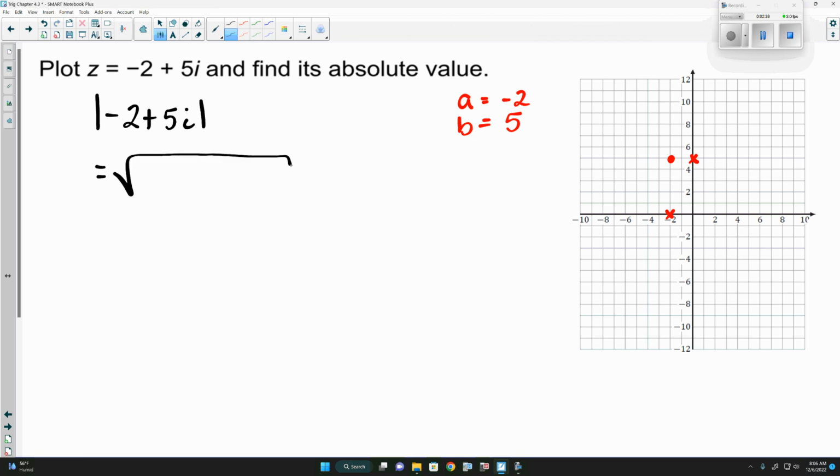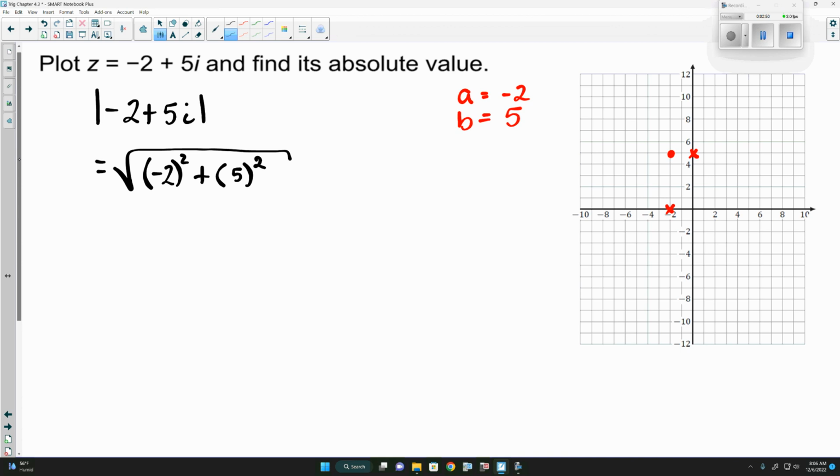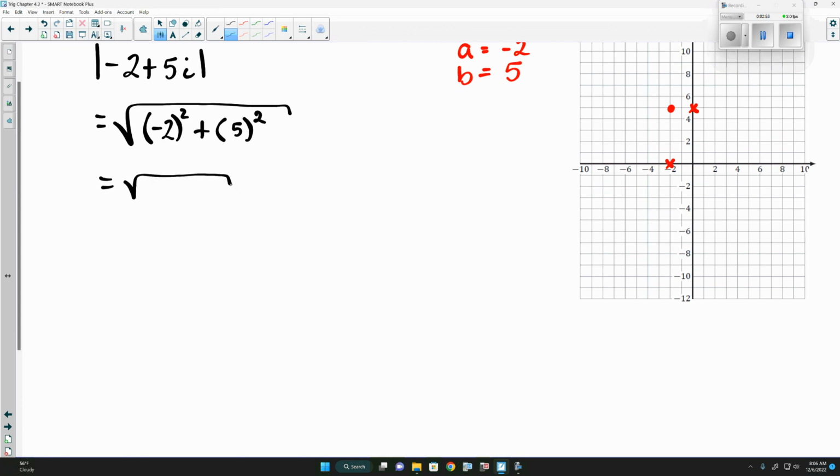Now, if we want to take the absolute value of this complex number, we're taking the square root of the a term, so negative 2 squared, plus b squared, which is 5 squared. Now, at this point, if we wanted to type this into a calculator, we could, and it would give us the answer. Or we can do this by hand. Negative 2 squared is 4. 5 squared is 25. So the absolute value of this complex number is going to be the square root of 29. 29 doesn't reduce, so we just have the square root of 29.